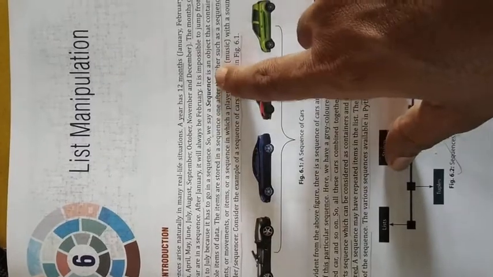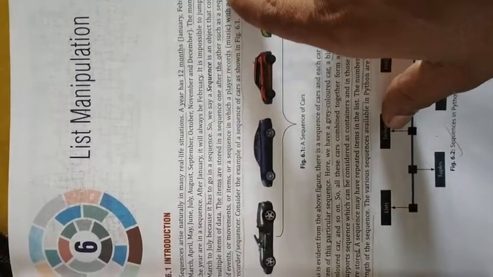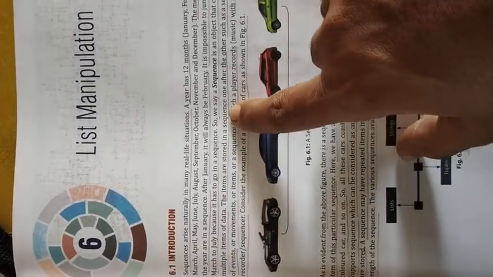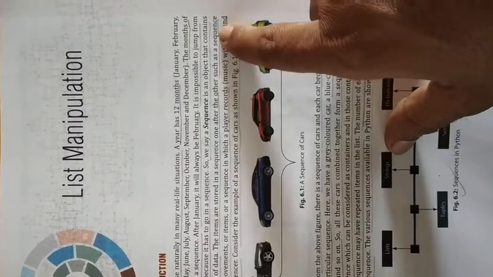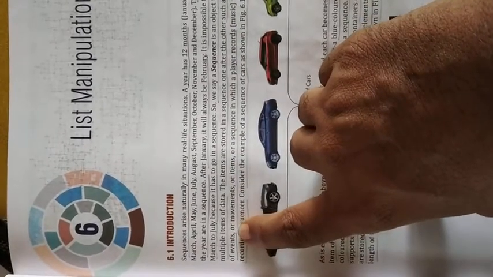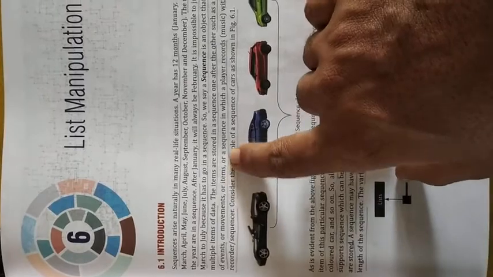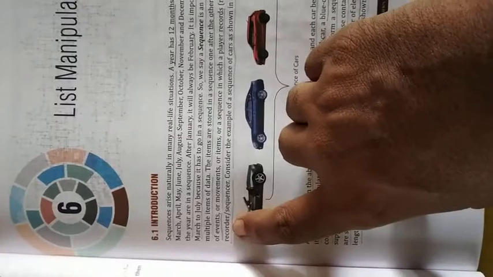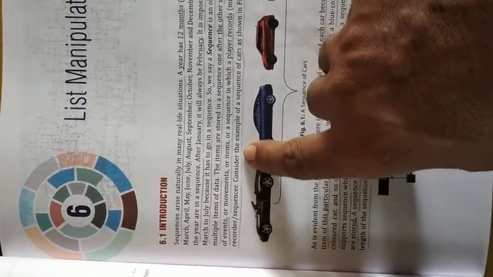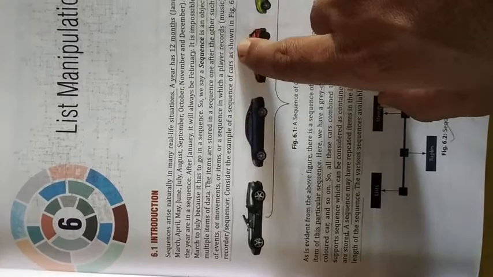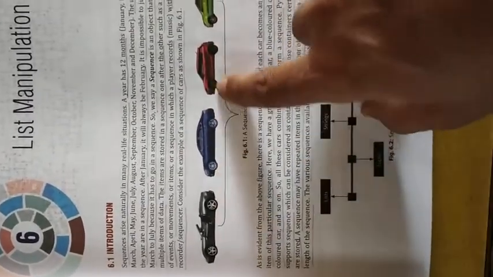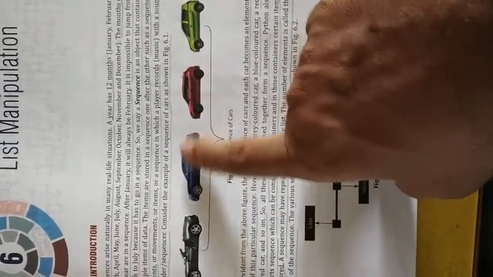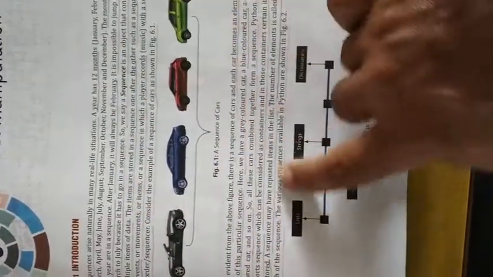So we can say a sequence is an object that contains multiple items of data. The items are stored in a sequence one after another. Consider the example of a sequence of a car as shown here. This is the sequence of a car. That means we have to traverse one after another. We cannot directly jump from here to here, right?